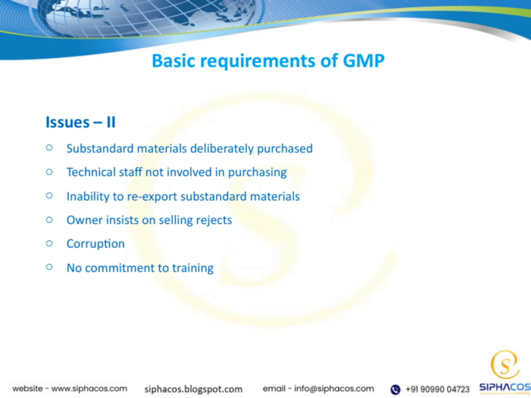Corruption is also a concern, as it can influence procurement and quality control processes, ultimately compromising the integrity of our operations. Additionally, there's often a lack of commitment to training, leaving staff ill-prepared to uphold good manufacturing practices. Speaking of GMP, neglecting its basic requirements can lead to serious quality lapses. All these issues highlight the importance of strong oversight, integrity, and adherence to standards across every stage of production. Addressing these challenges is essential to maintain the quality and compliance that our organization strives for.